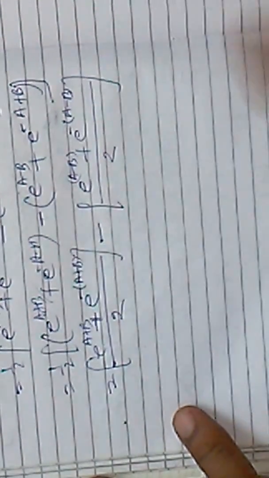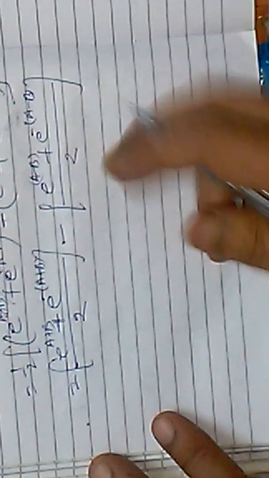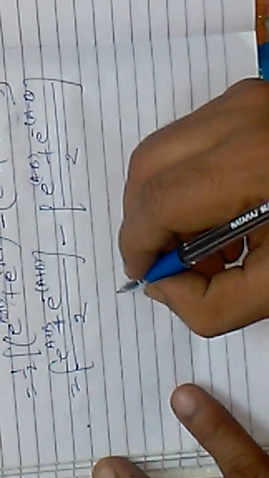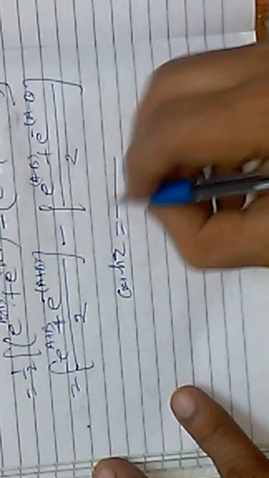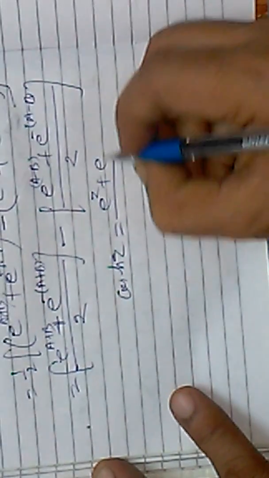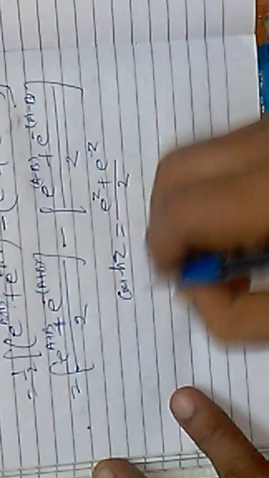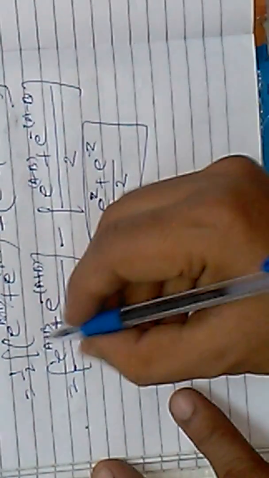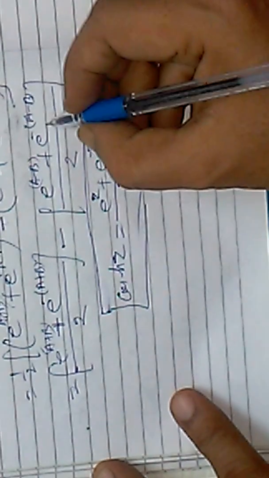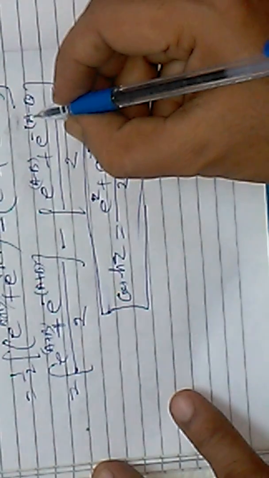Now we also consider the definition of cosh Z. We know it is e to the power Z plus e to the power minus Z over 2. This definition we can apply here. We see here that Z is replaced by A plus B, and minus Z is minus (A plus B); in the second term, Z is replaced by A minus B.